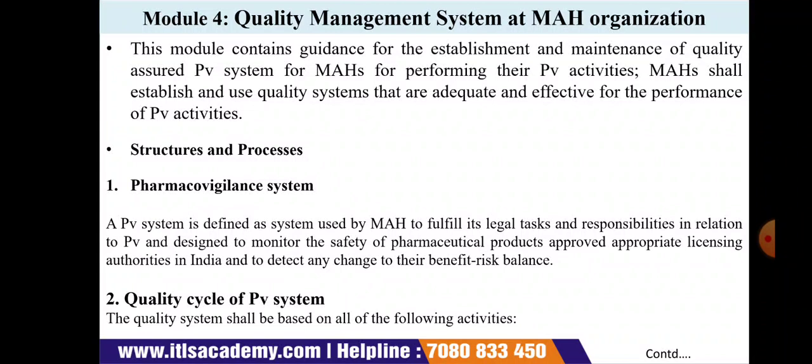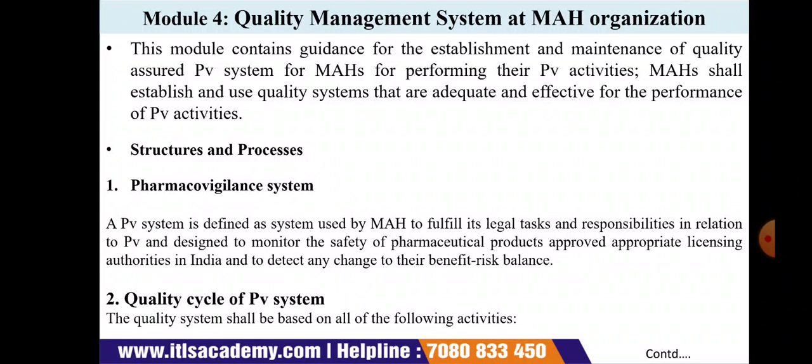Module 4, that is quality management system at MAHA organization, contains the guidance for establishment and maintenance of a quality assured PV system for MAHAs for performing their PV activities. MAHA shall establish and use quality systems that are adequate and effective for the performance of pharmacovigilance activities. This guidance document applies to all MAHAs who hold marketing authorization to manufacture or import pharmaceutical products in the Indian market. So let's discuss the structures and processes covered in module 4.